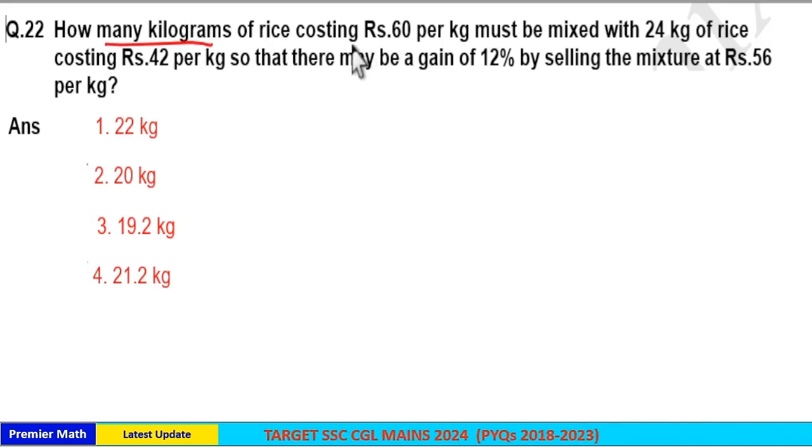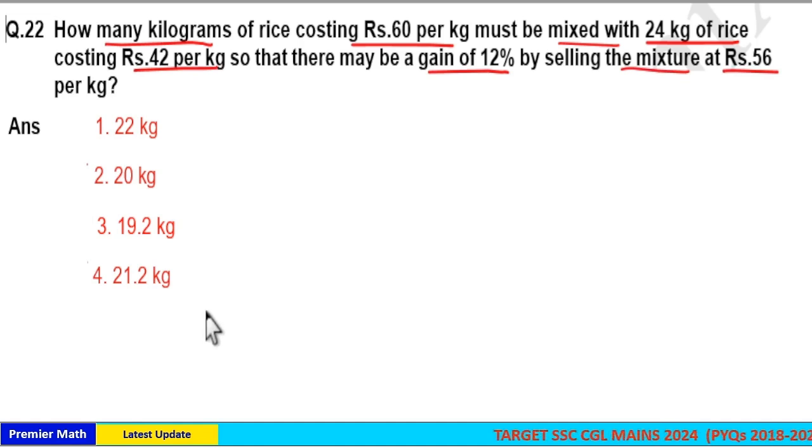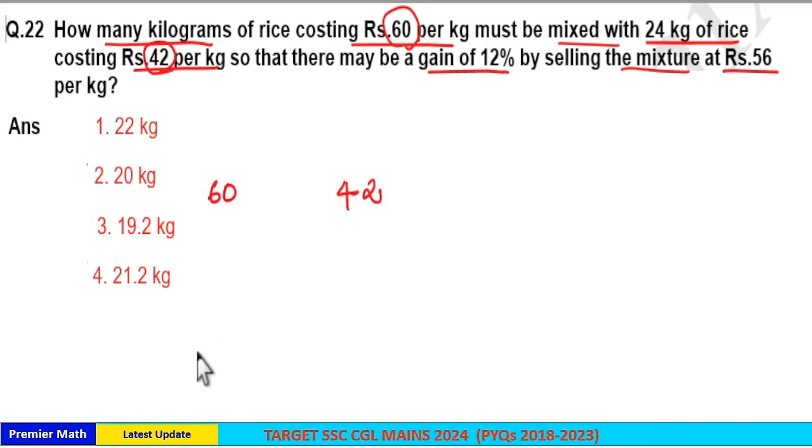How many kilograms of rice costing rupees 60 per kilogram must be mixed with 24 kilograms of rice costing rupees 42 per kilogram, so that there may be a gain of 12% by selling the mixture at rupees 56 per kilogram? Here we have two varieties of rice. One costs 60 per kilogram and the other costs 42 per kilogram. Now for 42 per kilogram, the total weight is equal to 24 kilograms. But we don't know the total weight of the 60 per kilogram rice. Consider it as x kilograms.